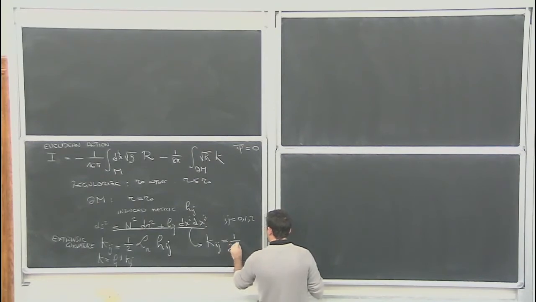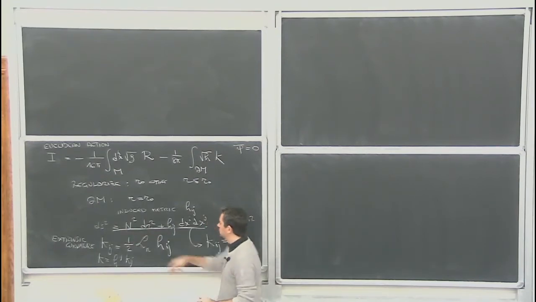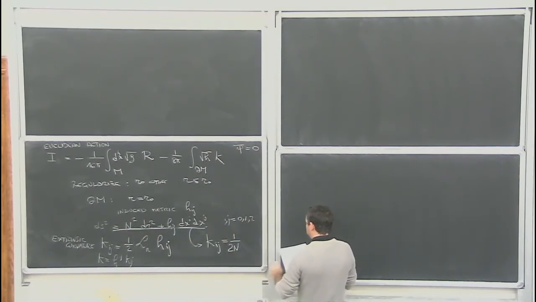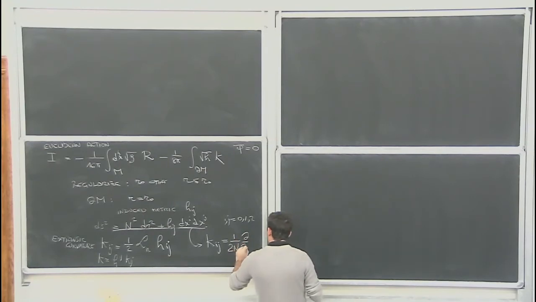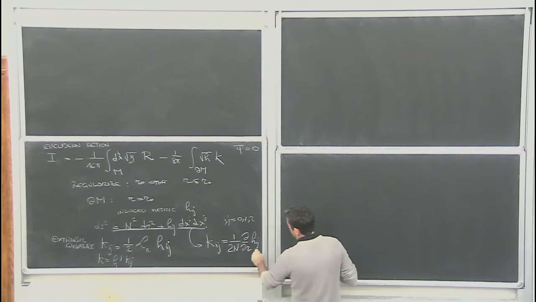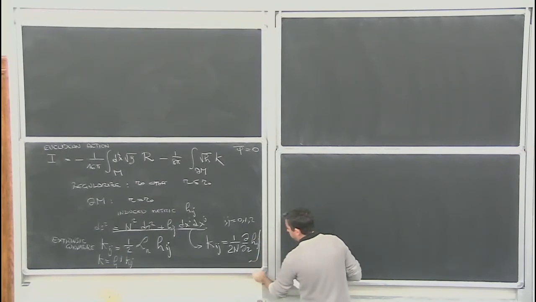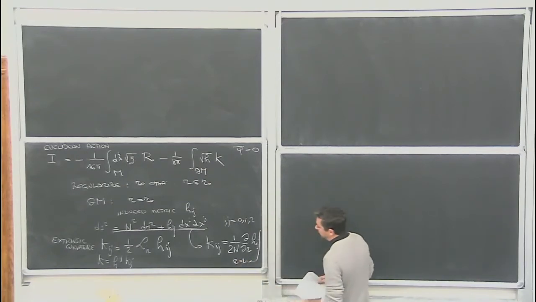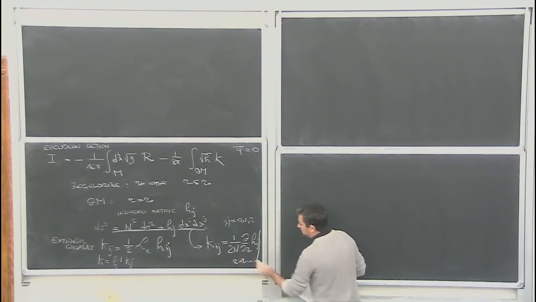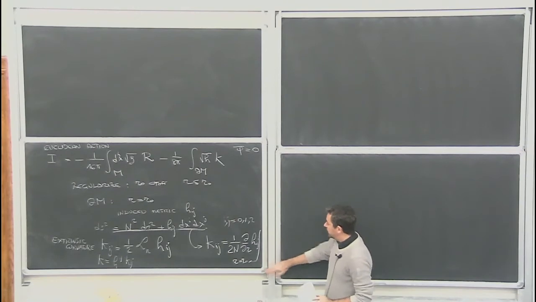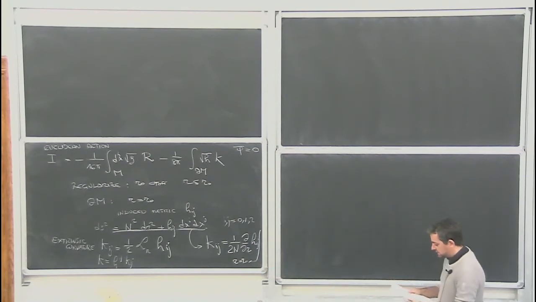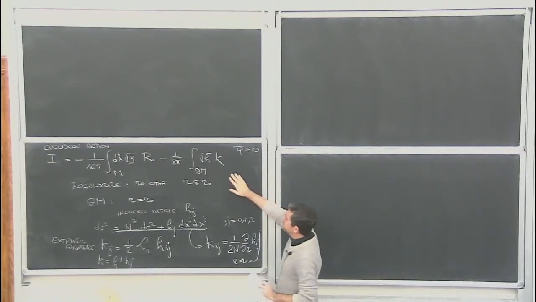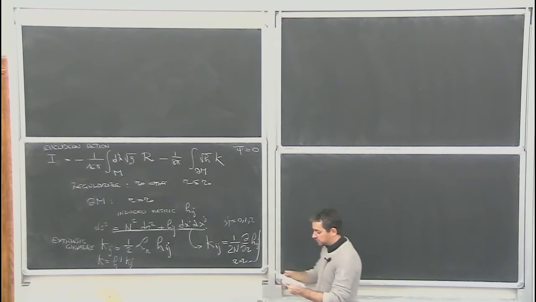It's 1 over 2N. N is this component here of the matrix. The derivative along R of Hij. And this is evaluated at R equal R0. We will have to evaluate this on the hypersurface. Okay, this is K. So I'm not going to show that this is the right term, but let me just motivate what happens.